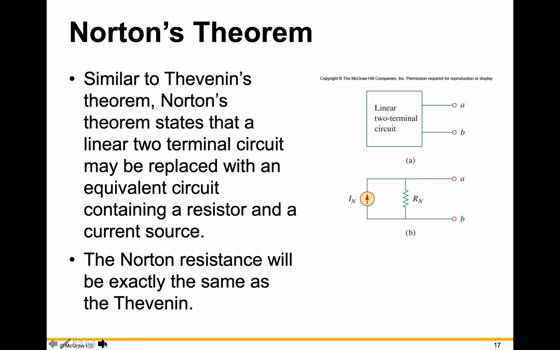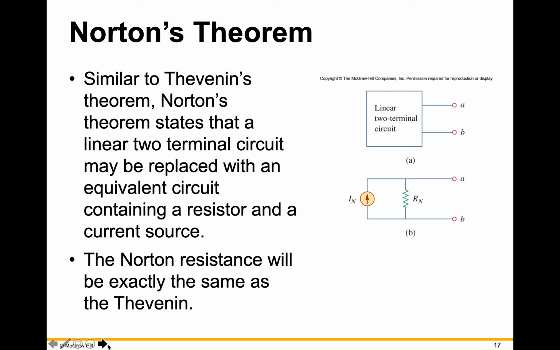Can you find the Norton current directly? Yes, you can. You can do that from this circuit doing the same thing that we did in the past. So you would find the short circuit current between A and B, and that would be equal to the Norton current. And then you would find the equivalent resistance between A and B, either by finding the open circuit voltage here or by finding the equivalent resistance if there are independent sources only. So that's Norton's theorem, similar to Thevenin's theorem.